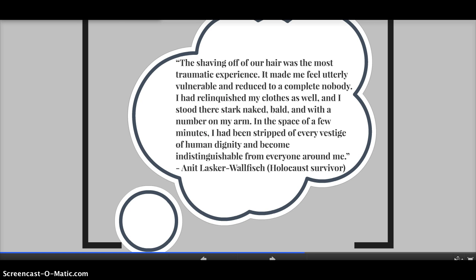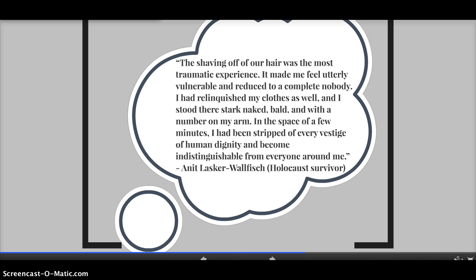This is a quote from a Holocaust survivor that talks about what the experience was like when she first got there, and she says, "The shaving off of our hair was the most traumatic experience. It made me feel utterly vulnerable and reduced to a complete nobody. I had relinquished my clothes as well, and I stood there stark naked, bald, with a number on my arm. In the space of a few minutes, I had been stripped of every vestige of human dignity and become indistinguishable from everyone around me." So they took away her name.